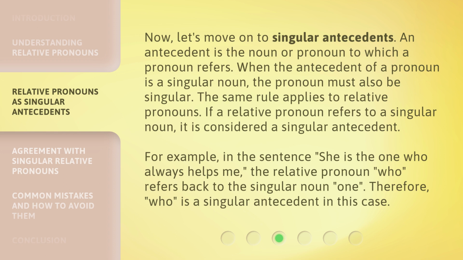Now, let's move on to singular antecedents. An antecedent is the noun or pronoun to which a pronoun refers. When the antecedent of a pronoun is a singular noun, the pronoun must also be singular. The same rule applies to relative pronouns. If a relative pronoun refers to a singular noun, it is considered a singular antecedent. For example, in the sentence, "She is the one who always helps me," the relative pronoun who refers back to the singular noun one. Therefore, who is a singular antecedent in this case.